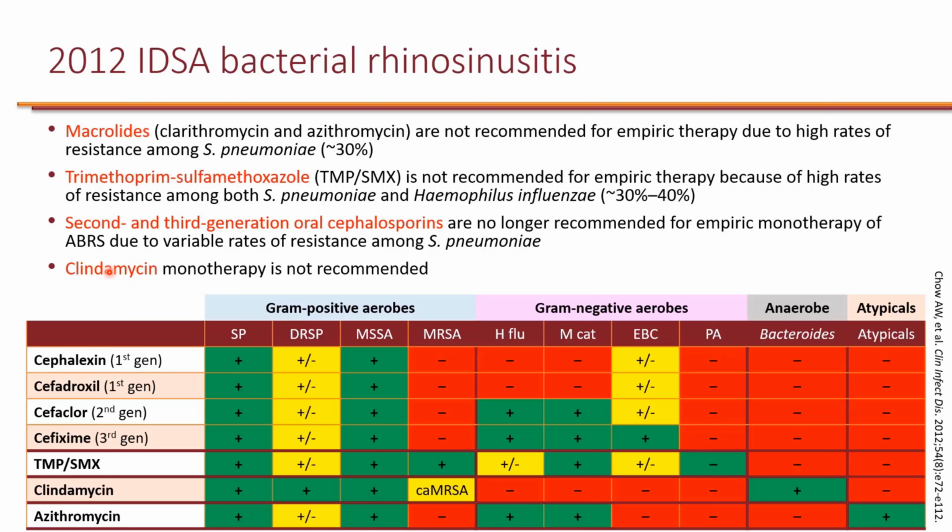And of course, clindamycin does not have activity against gram-negatives, so monotherapy should not be used. If you are to use clindamycin, you should also use a second agent to cover H. flu and Moraxella catarrhalis. Clindamycin is also associated with Clostridioides difficile, and it's likely to cause collateral damage. So clindamycin should be reserved as last line for people who cannot tolerate other things. And even then, it should not be used as monotherapy. It should be used in combination.